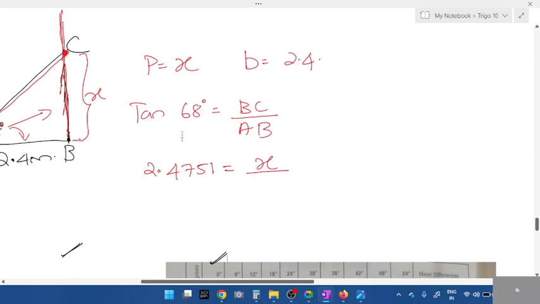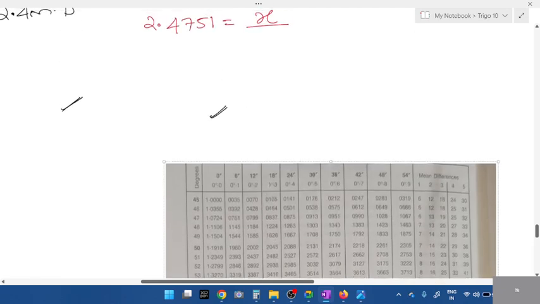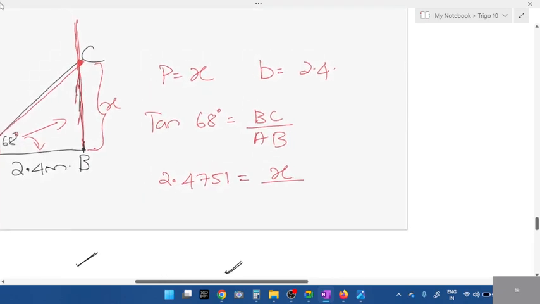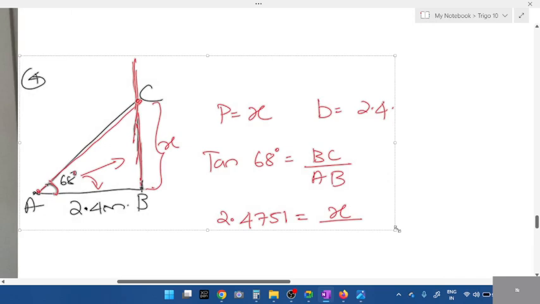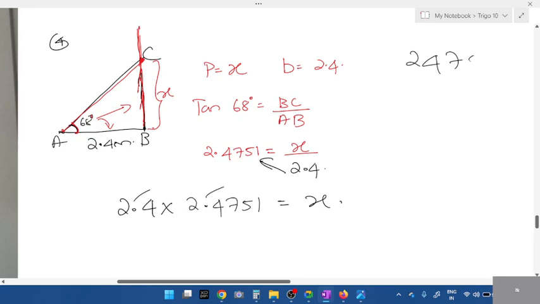Now, what is tan 68° given? 2.4751. Is this clear? You all understood how to use the trigonometry table? The first column one. Okay, next. What is AB, students? AB is 2.4. If you want to find the value of x, multiply this: 2.4 into 2.4751. Remove the decimal from both and just multiply 24751 into 24. All of you multiply this.